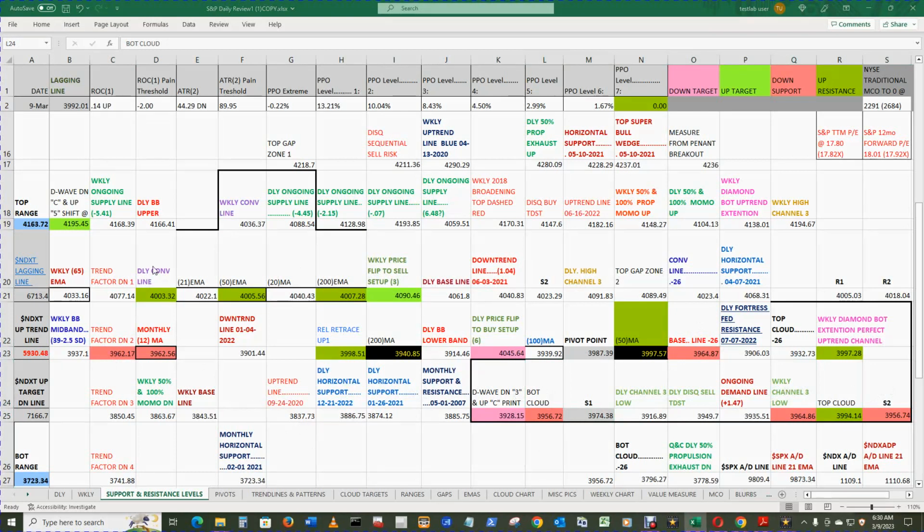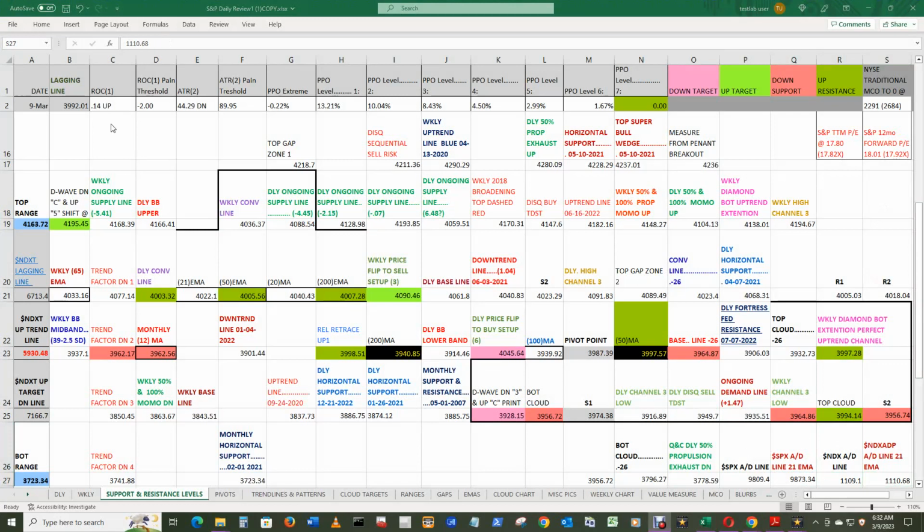And to the upside is the daily conversion line, 50 EMA, 200 EMA, relative retracement up 1, the 50 simple moving average, weekly diamond bottom extension, perfect uptrend channel bottom line, and the top of the cloud. And both the S&P 500 daily AD line and NASDAQ 100 AD line for the daily chart are both under their 21 EMA signal lines.